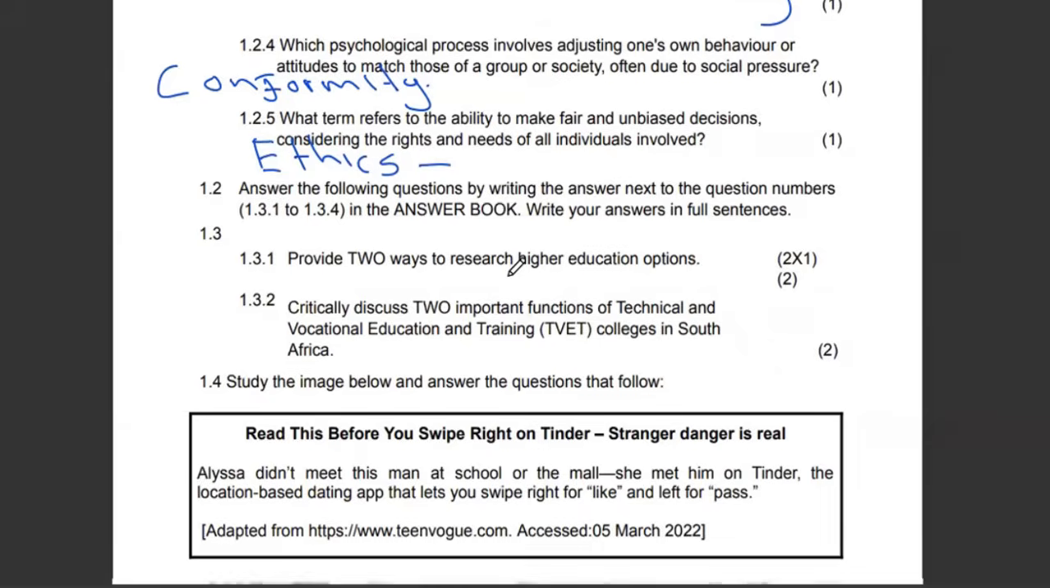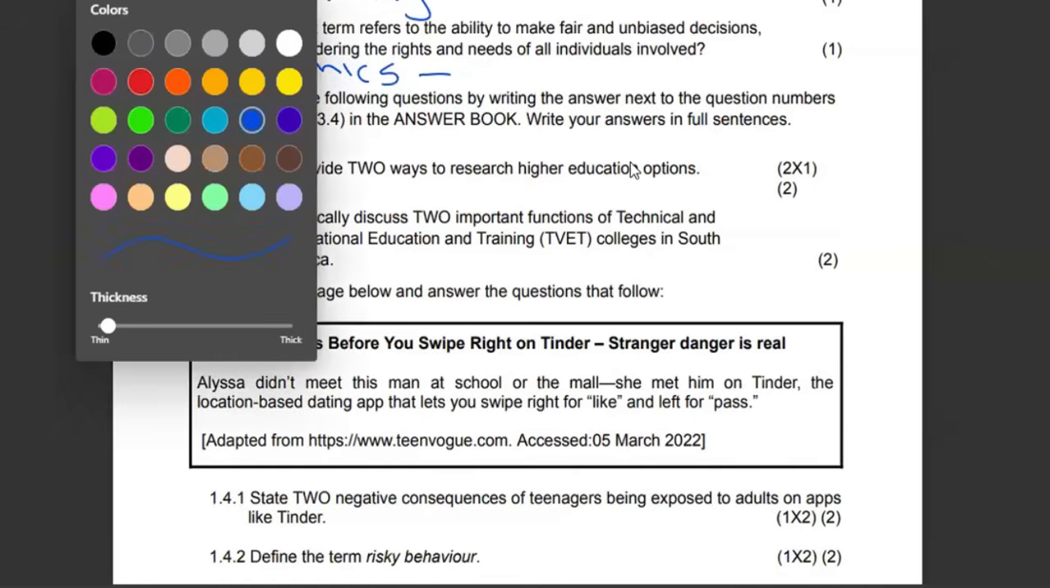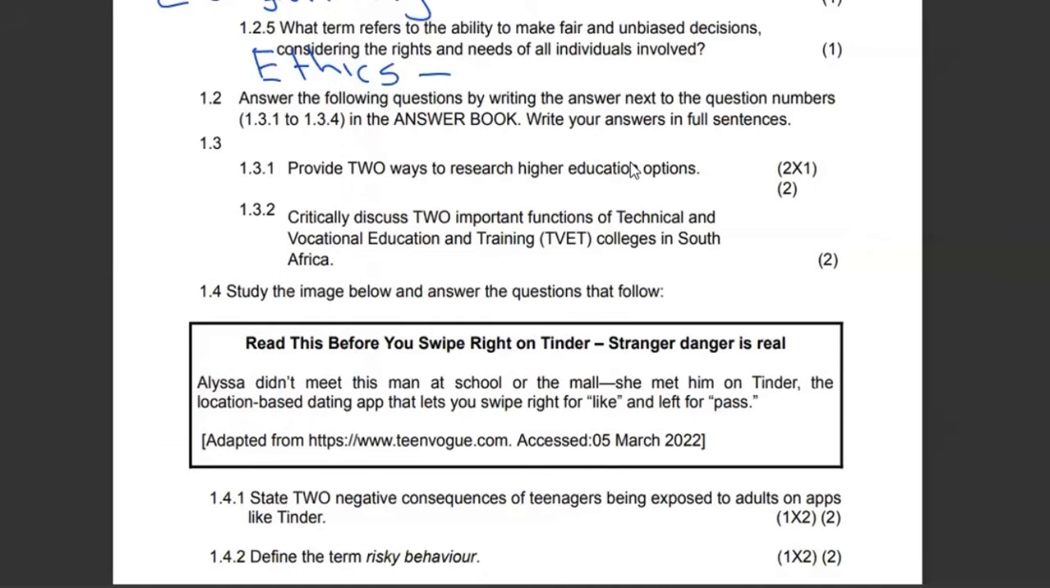Question 1.3. We are now on 1.3. Provide 2 ways to research higher education options. So when you are looking for higher education options, when you are looking for tertiary institutions, which can be universities, colleges, or TVET colleges, which you need to further your own education, you can do the following things. So the first one, if you want to research, you start by attending open days. Various institutions have different open days in which they showcase what courses and degree programs they have to offer.